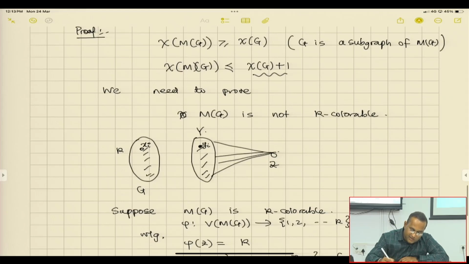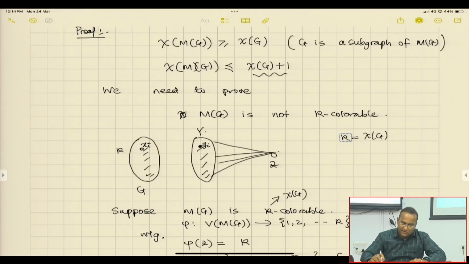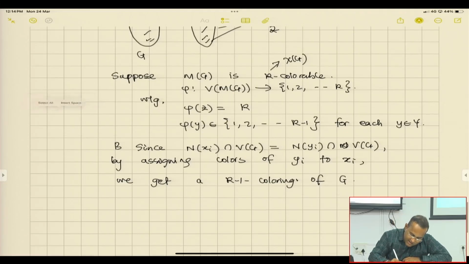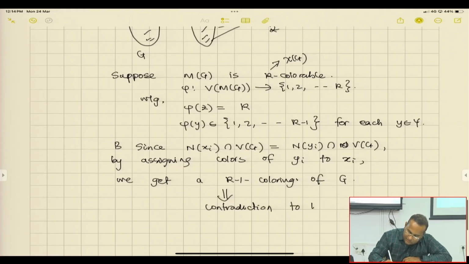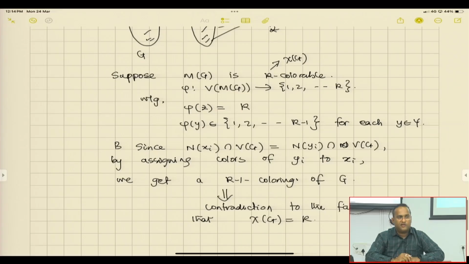Okay, and what is k? We are taking k such that G is k colorable. So if we take k to be chi of G, then what can we say? That it is a contradiction to the fact that chi of G is k. We are able to color them using k minus 1 colors, right?